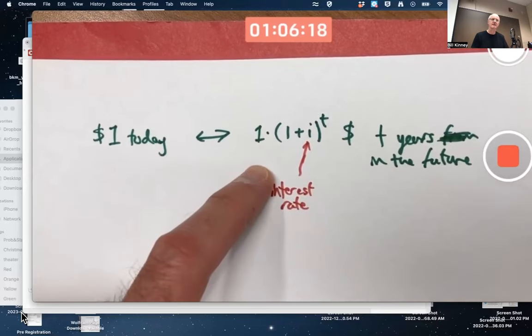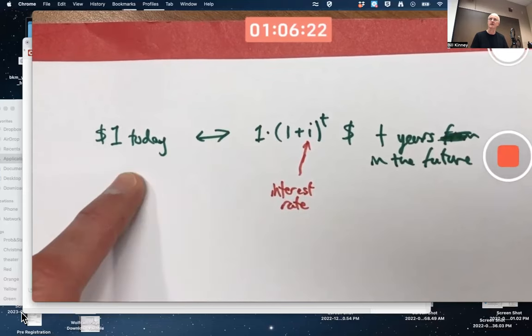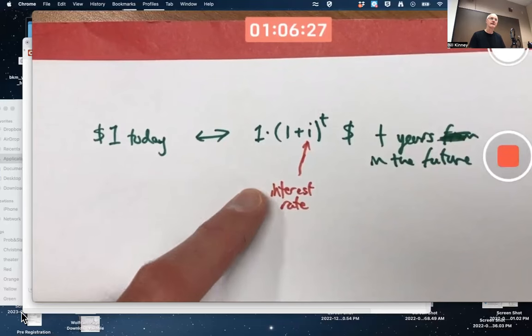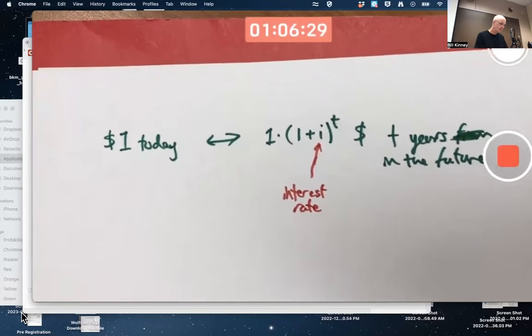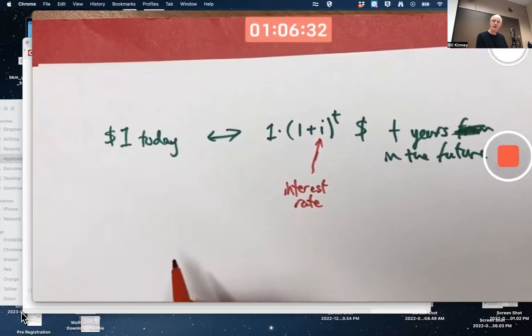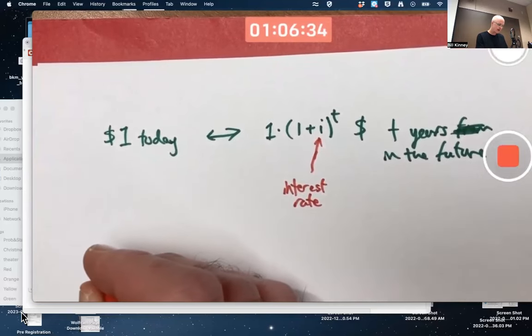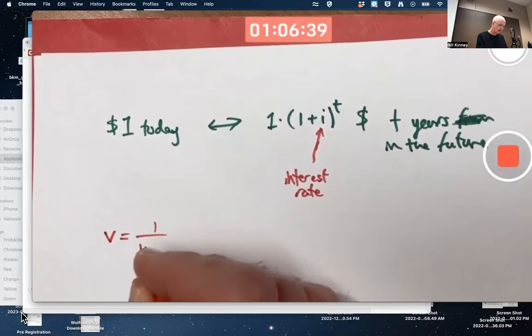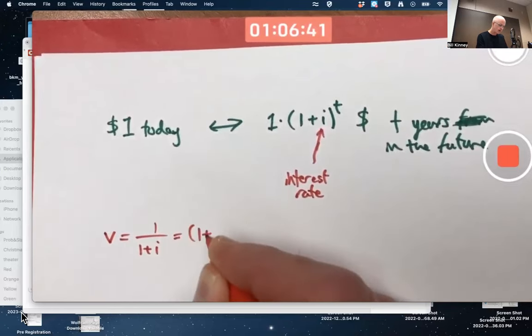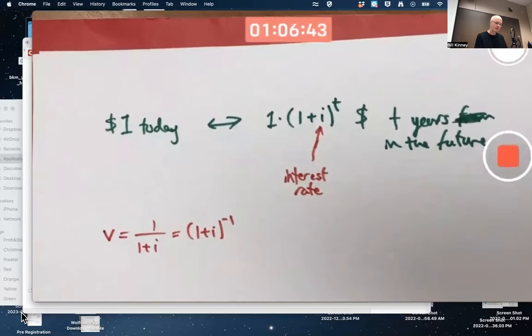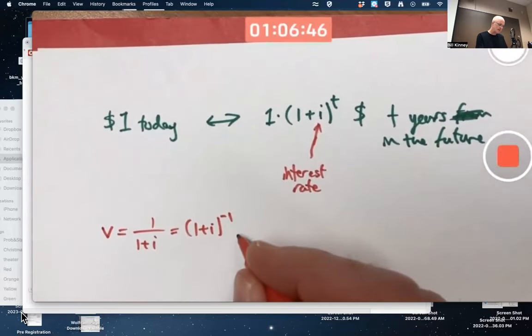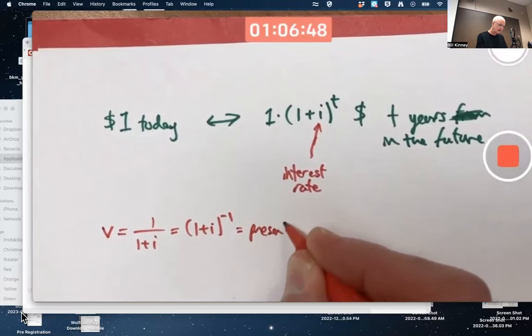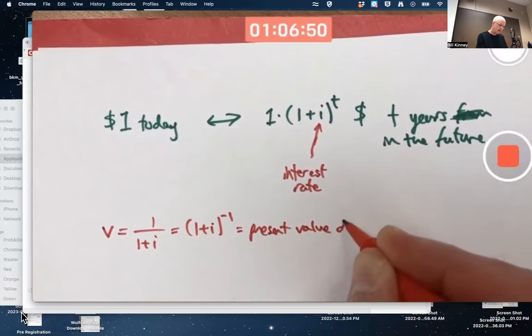Again, (1 plus i) to the t is the future value in t years of $1 today. $1 is the present value of this amount in the future. These are equivalent amounts. We can think of this another way. We only got 1 minute here. Hang with me. Another common way to think of this is to define a new quantity called v to be 1 over (1 plus i), in other words, (1 plus i) to the negative 1. That's called the present value discount factor.